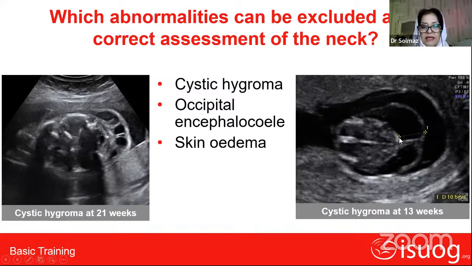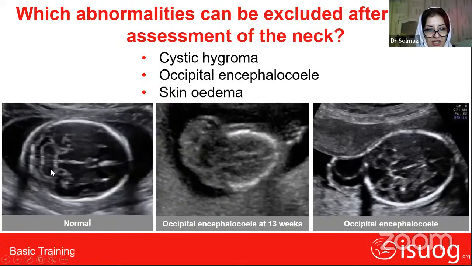The measurement between the outer edge of the occipital bone and the outer edge of the skin is 10.5. The normal measurement is less than 6 millimeters, and it's important to keep this number in mind. Again, some normal and abnormal images. The left-hand side image is a normal transcerebellar plane where you can visualize the skull bones, the falx, which divides the skull into two symmetric areas, the cavum septum pellucidum in front, the cerebellar hemispheres, the vermis, the cisterna magna, and the skin of the neck. If it's been measured, we can see that it is less than 6 millimeters.